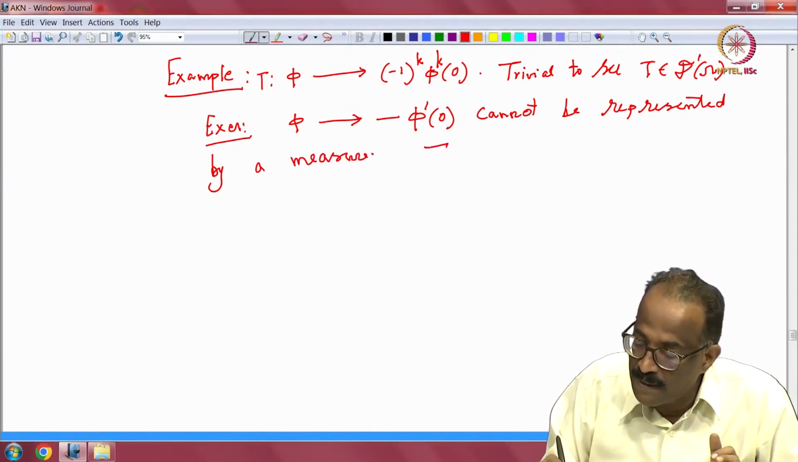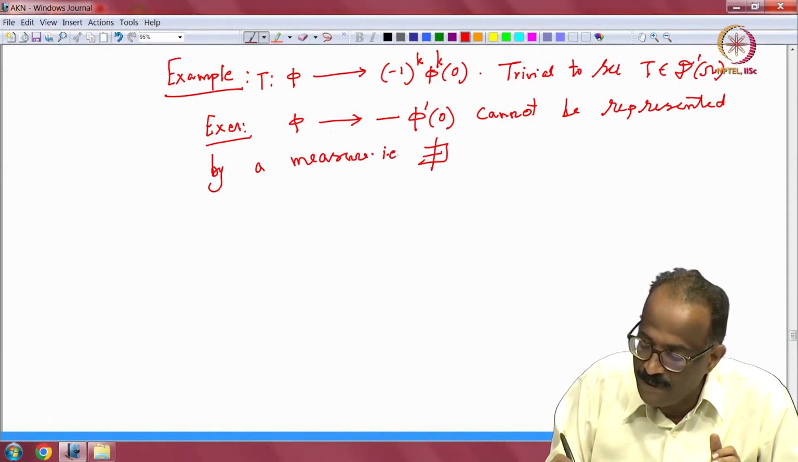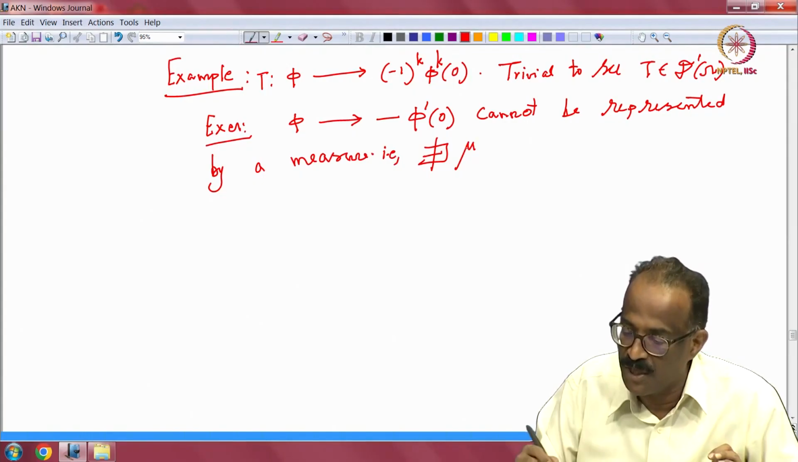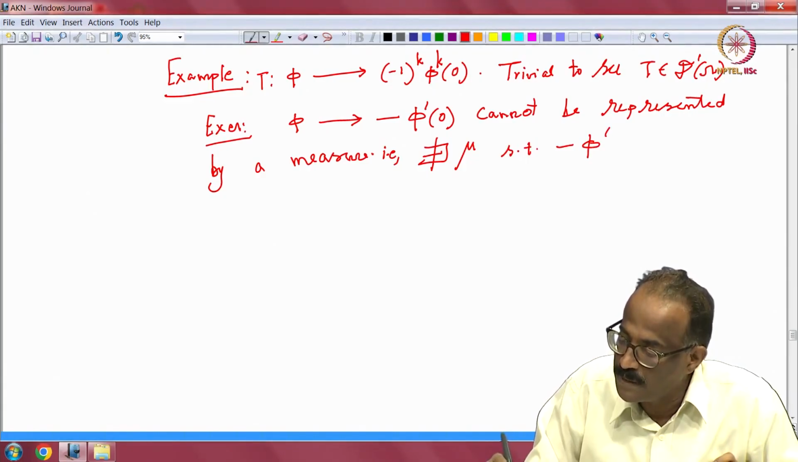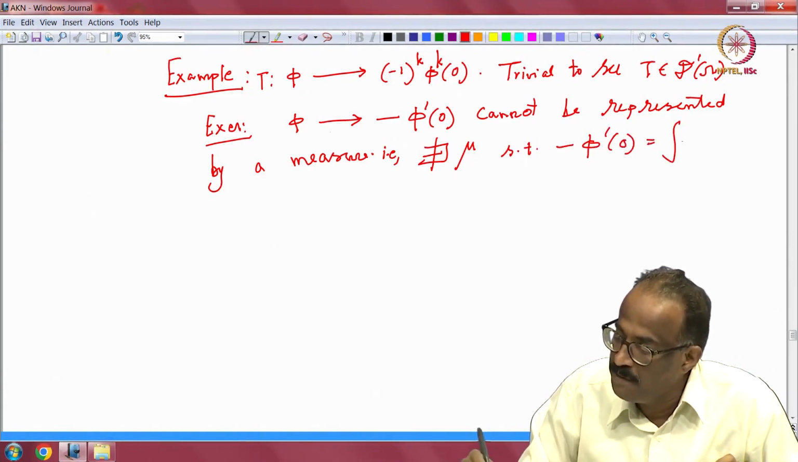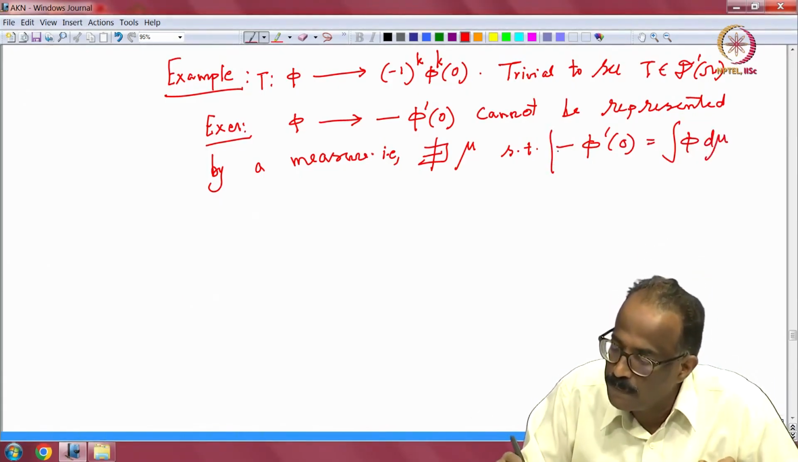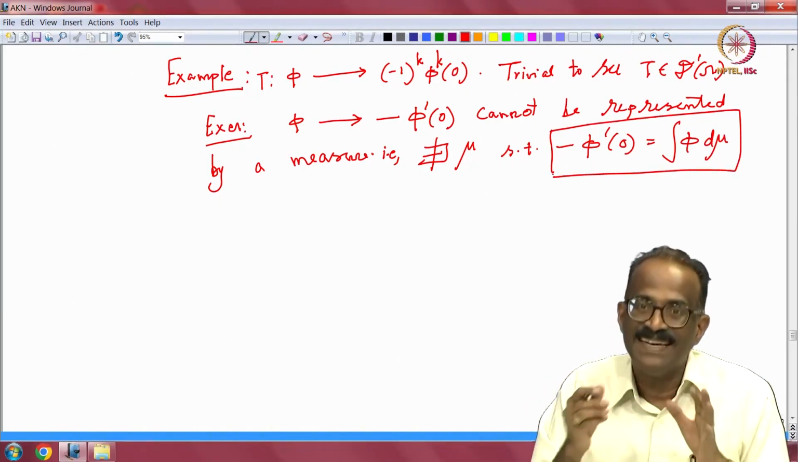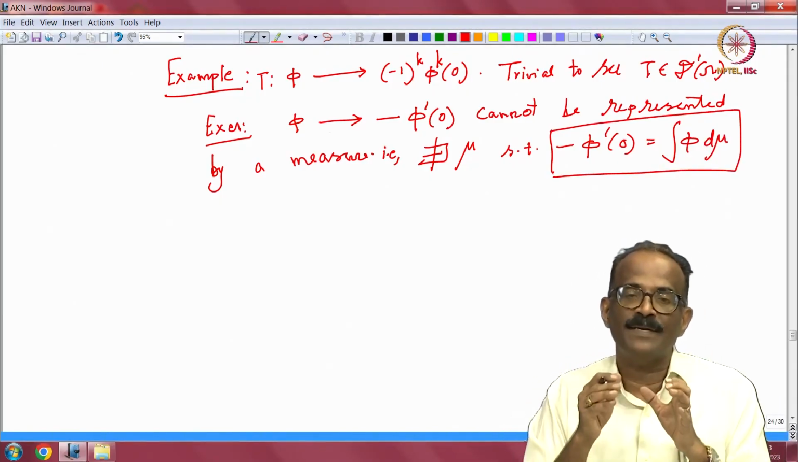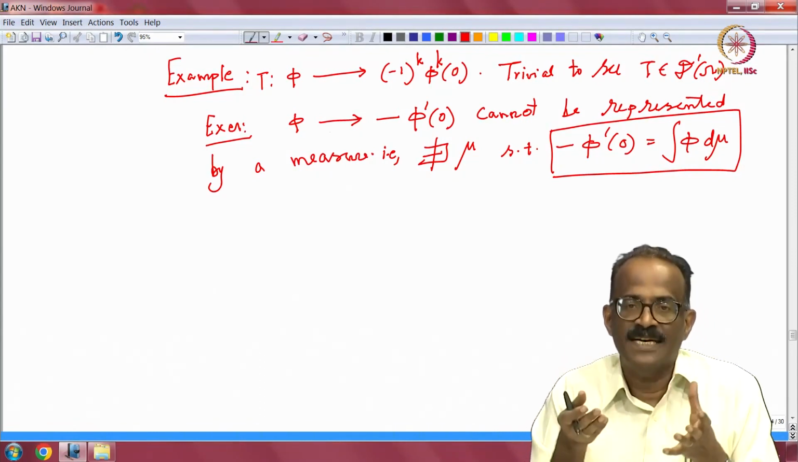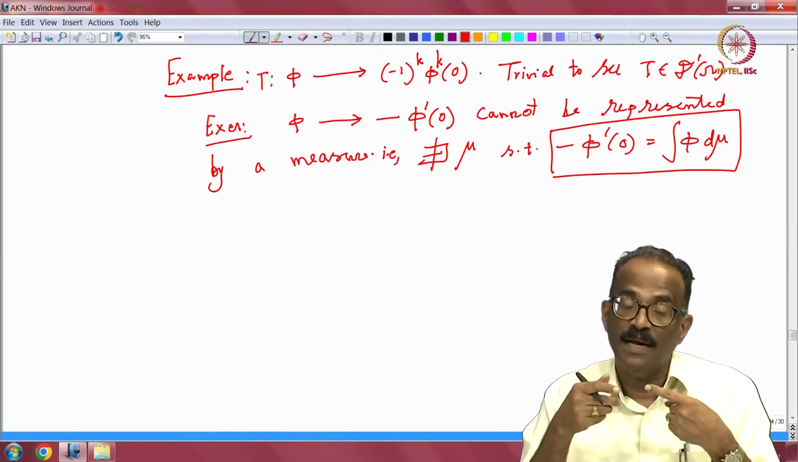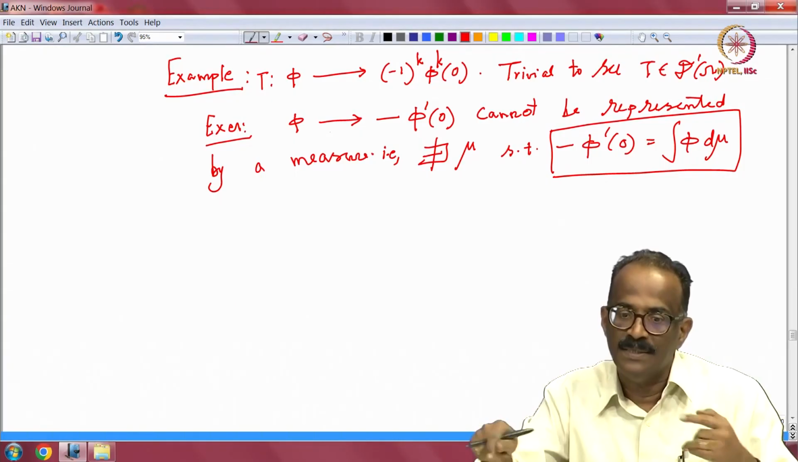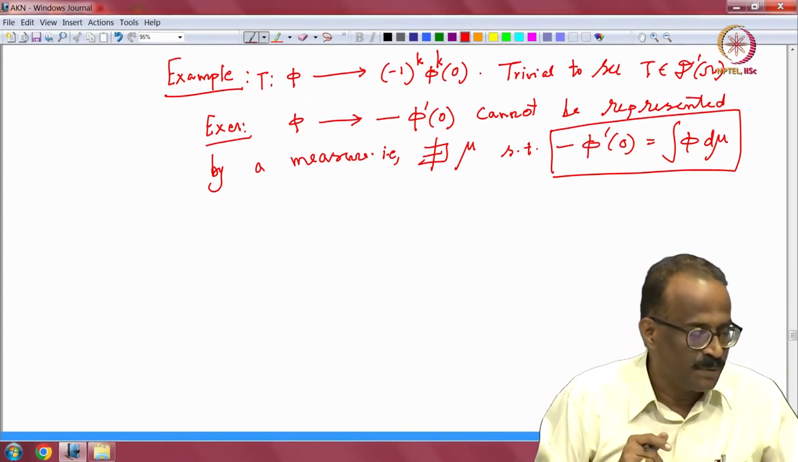What is the meaning of that? There does not exist a measure μ such that -φ'(0), this is what you want, equals the integral of φ dμ. This is not possible, so that is an exercise. Just like φ(0) cannot be expressed as the integral of fφ dx, it cannot be given by a function. In this case, you cannot even give it by a measure. You have seen that delta is a measure, but this is not even a measure.